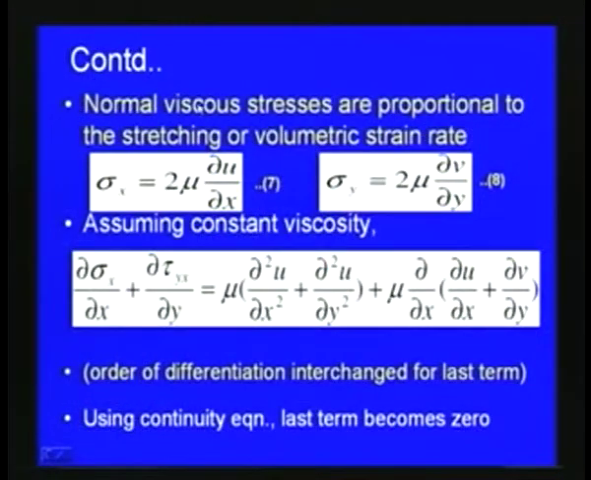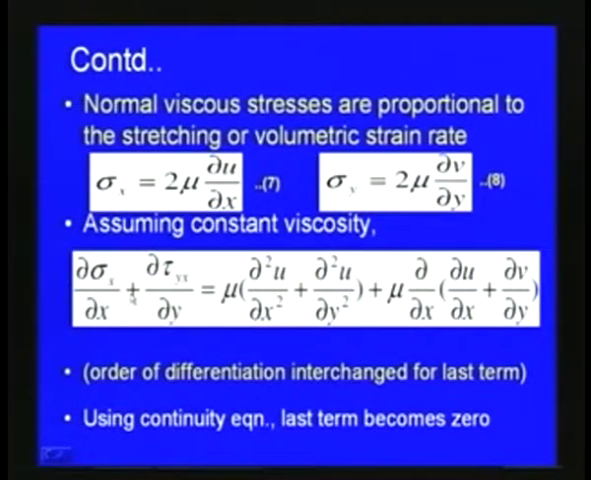Also, if we consider the normal viscous stresses, we can assume in this particular case that they are proportional to the stretching or volumetric strain rate. So we can write the normal stress component in the x direction, sigma x, is equal to 2 mu del u by del x, as in equation number 7, and sigma y is equal to 2 mu del v by del y, as in equation number 8. Let us assume that we consider incompressible fluid flow, and we assume the viscosity as constant.